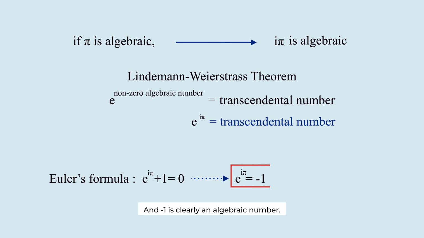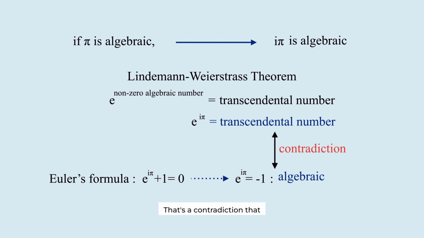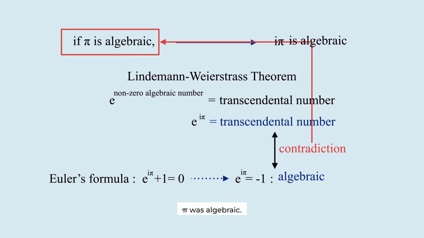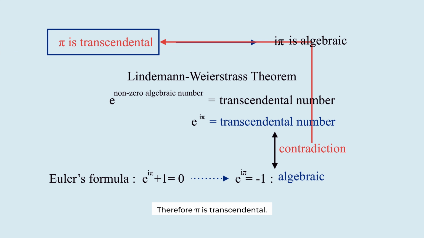And -1 is clearly an algebraic number. That's a contradiction that resulted from the assumption that pi was algebraic. So the assumption must be wrong. Therefore, pi is transcendental.